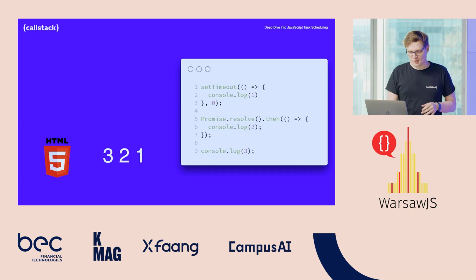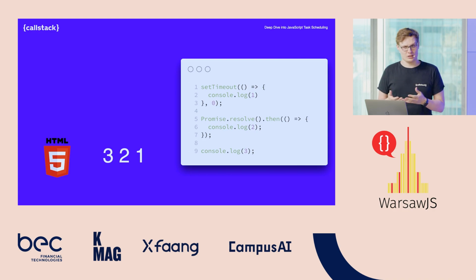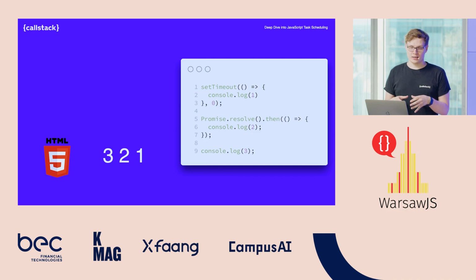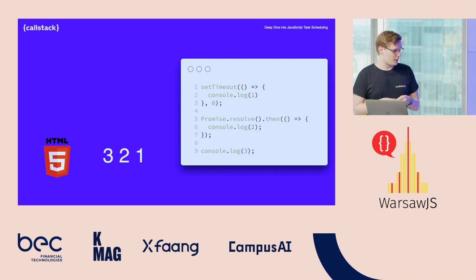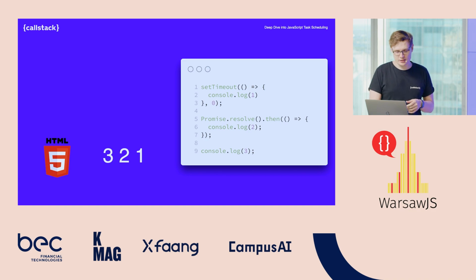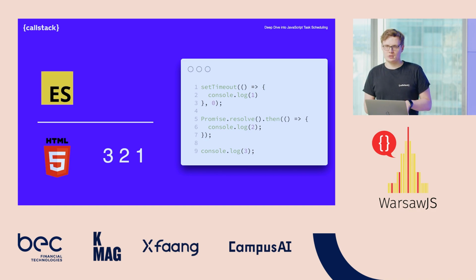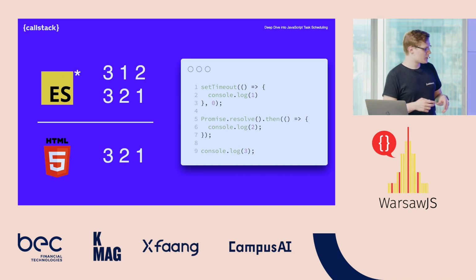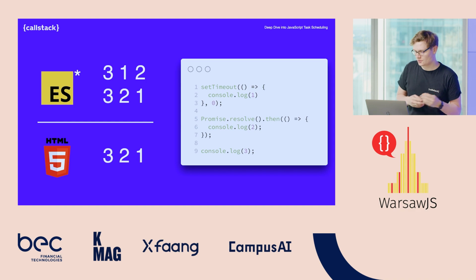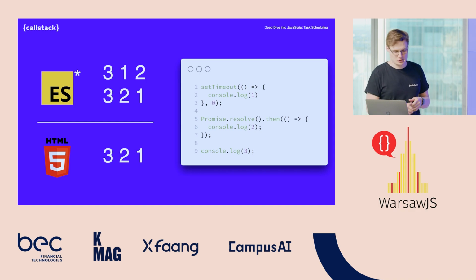But it's not really that there's only one correct answer, because if we're talking about HTML, the correct answer is 3, 2, 1 because of the constraints and the steps that the HTML specification requires. But when we are talking about ECMAScript, the specification behind JavaScript, there are 2 correct answers because it can be either 3, 1, 2 or 3, 2, 1. And we'll also talk about why and what happens so that there are 2 possible options.